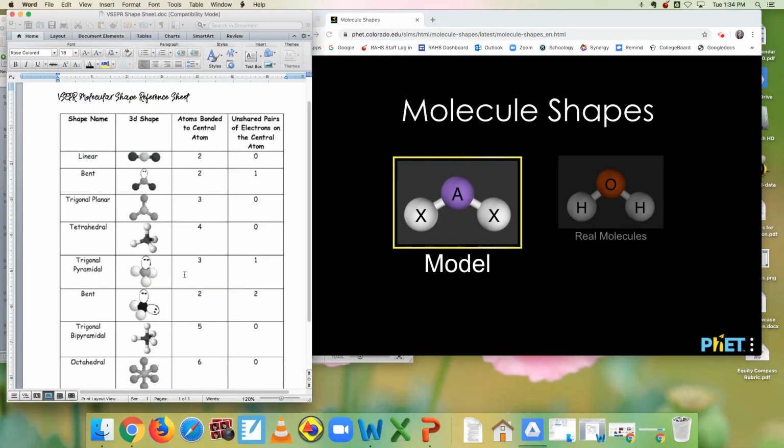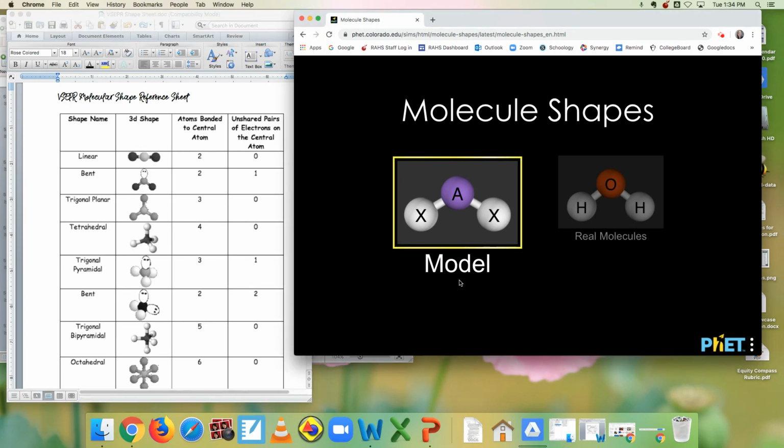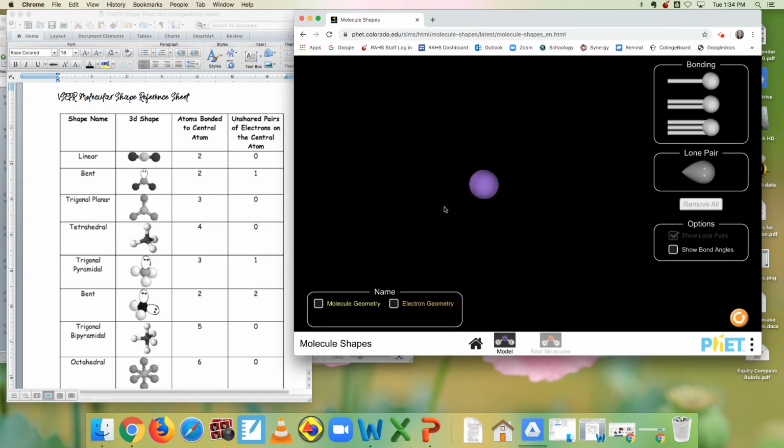So this is the VSEPR shape sheet. You can see that it's trying to show you the 3D shape in 2 dimensions. Here's the website. When you enter it, you're going to click model, and this gives you your central atom. Then it has you build single, double, triple bonds and lone pairs, and this is going to show you the structure.